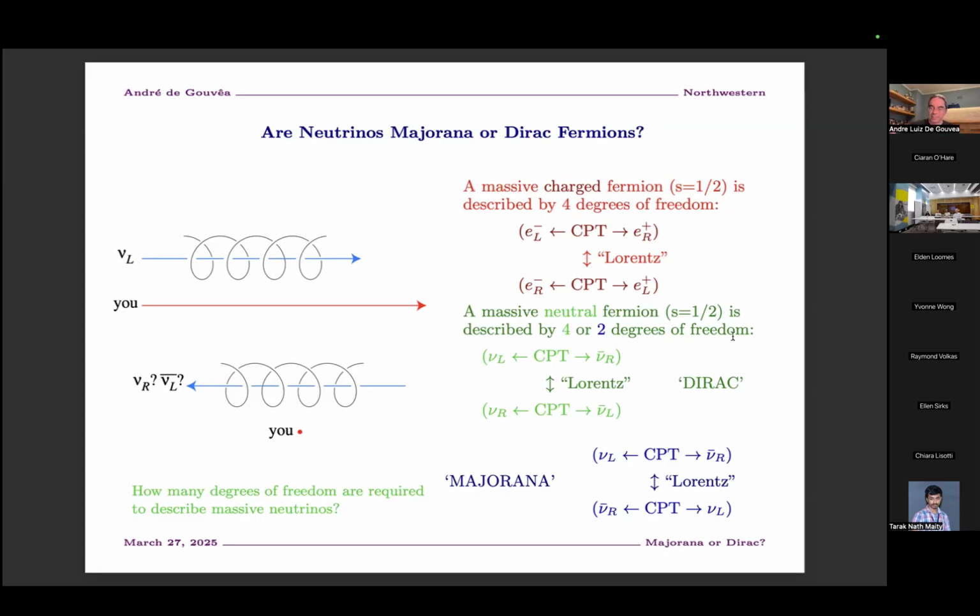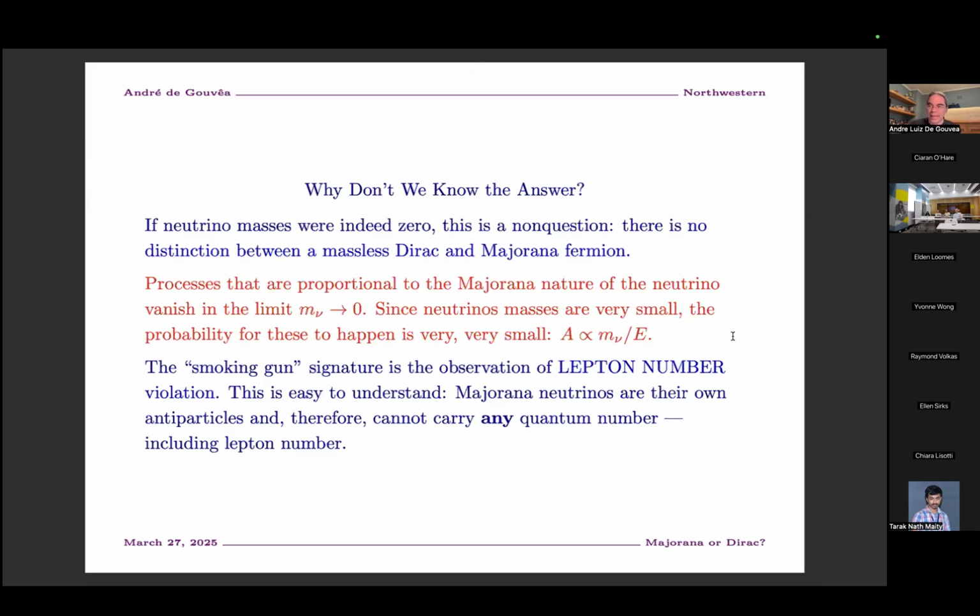Okay, so that's a long discussion about what it means to be a Majorana fermion versus a Dirac fermion. And one picture you have in mind is that a Dirac fermion has 4 degrees of freedom, a Majorana fermion only has 2. Now you can ask, how come we don't know the answer to that? Because 2 and 4 are very different numbers. And the reason turns out to be easy to understand: neutrino masses are very small.